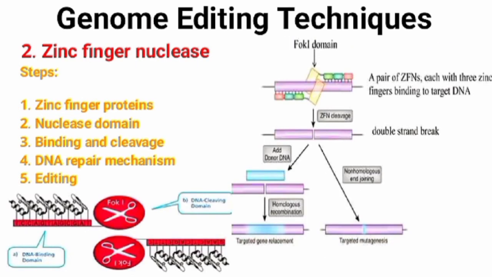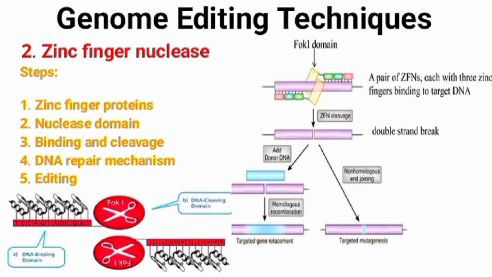The second technique is zinc finger nuclease. It is a highly specific genomic scissor that consists of two functional domains: a DNA binding domain, and a DNA cleaving domain comprising the nuclease domain of FokI. The zinc finger nuclease process involves the use of designer proteins to target specific DNA sequences for editing. Here is a brief explanation along with a simple diagram.